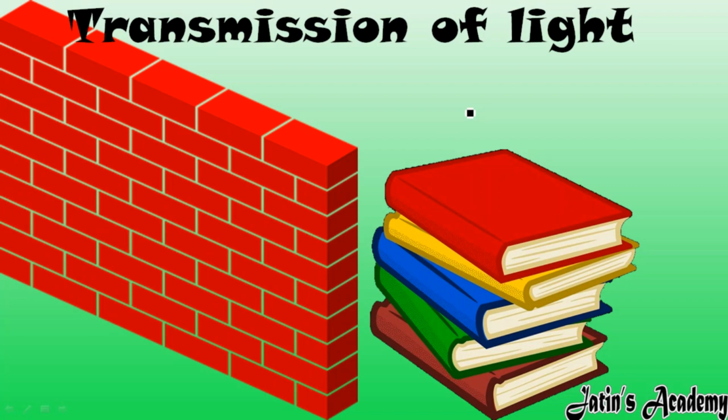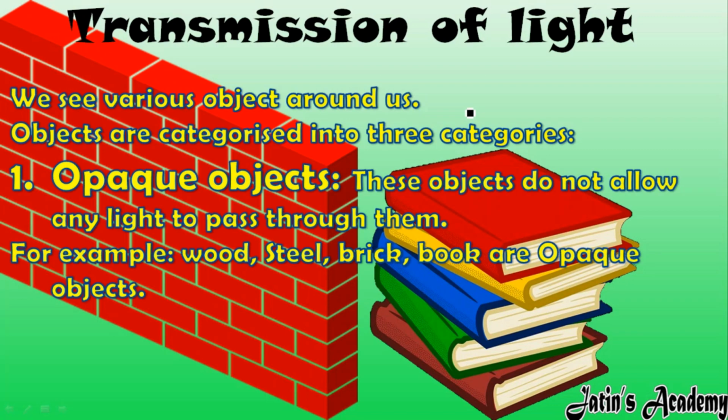Next topic we have is transmission of light. So what do we mean by transmission of light? Whatever objects are present in our surroundings are categorized into three categories. Why are they categorized into three categories? On the basis of transmission of light.